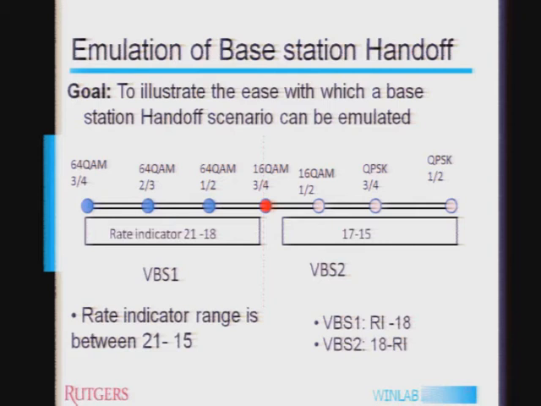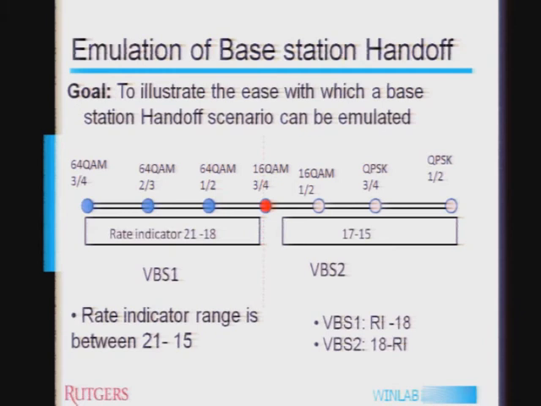Like I mentioned, the goal of this experiment is not to really explain how base station handoff works, but to illustrate the ease with which a base station handoff scenario can be emulated using this setup. This is an emulated setup because we have just one single base station and we don't have multiple base stations to show real handoff. So what we've done is we've divided the range of the base station into two halves. One is assumed to be a virtual base station 1, and the other one is virtual base station 2.